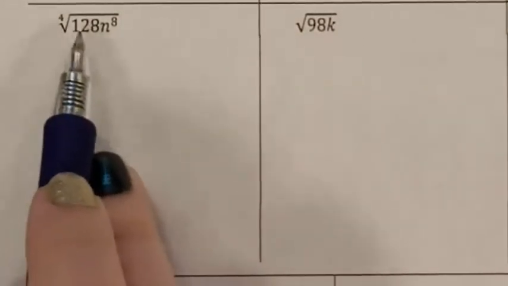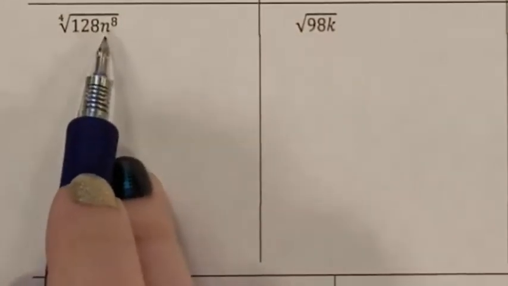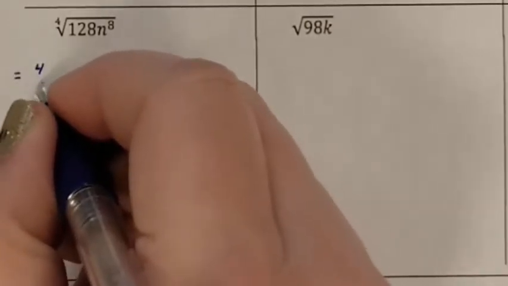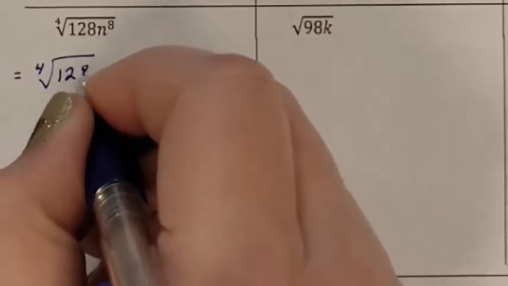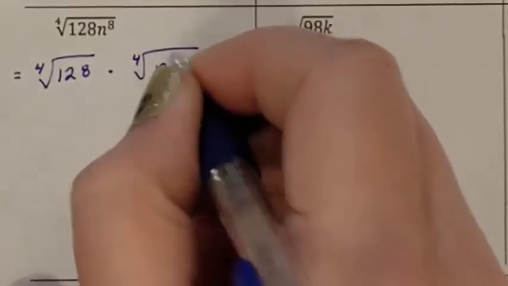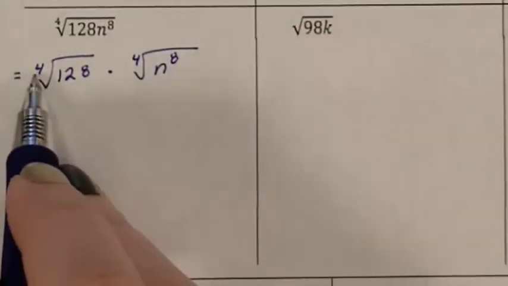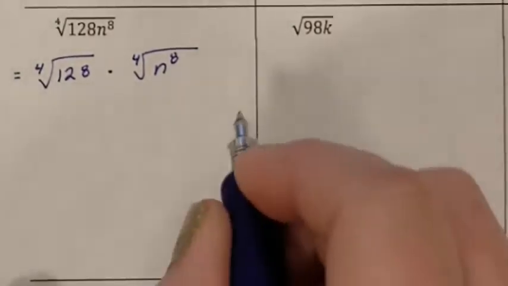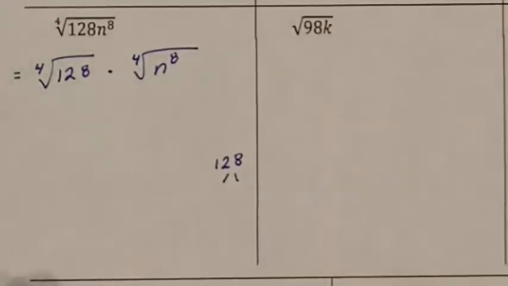Let's go ahead and take a look at our last 4. So I'm looking for the fourth root of 128 times 8 to the nth power. We are going to separate the fourth root of the numerals, the coefficients, from the fourth root of the variables. So we are going to find the fourth root of 128. That means I need to prime factorize 128. So over here, I'm going to factorize 128.